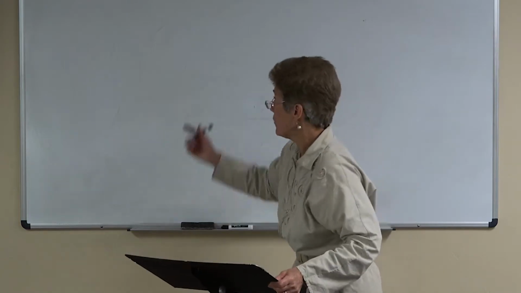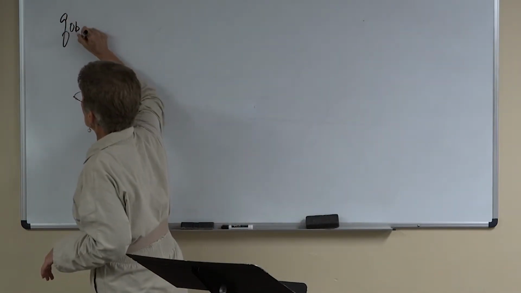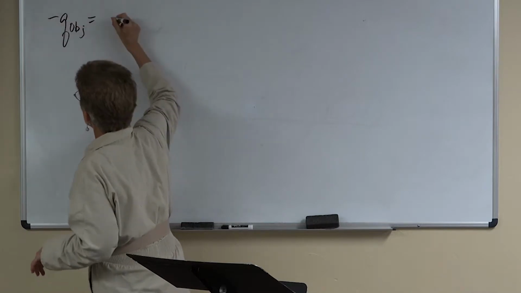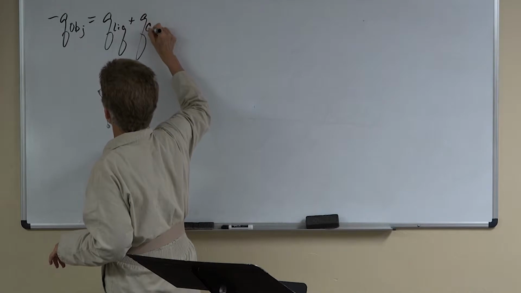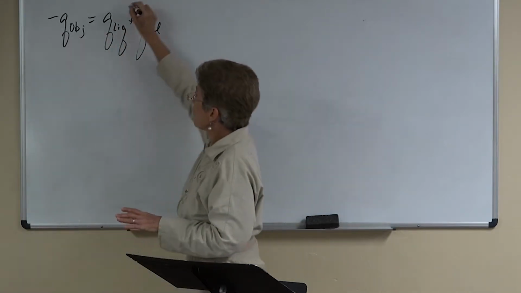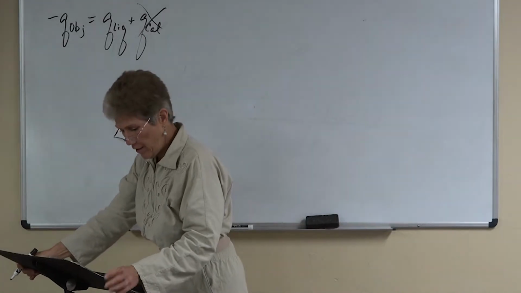Number 5. A 115 gram sample of glass is dropped in the calorimeter that contains 150 grams of water. If the water starts out at 24 degrees and goes to 29 degrees, what's the initial temperature of the glass? We're once again ignoring the calorimeter, but just for practice, negative Q of the object equals Q of the liquid plus Q of the calorimeter. All right, we are ignoring the calorimeter because he was kind and showed us grace.